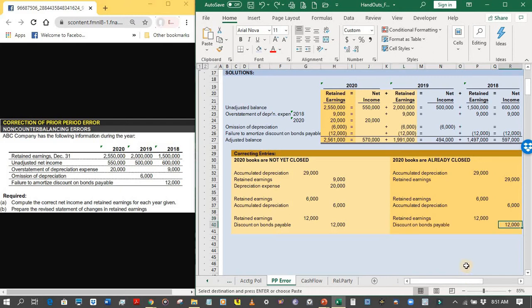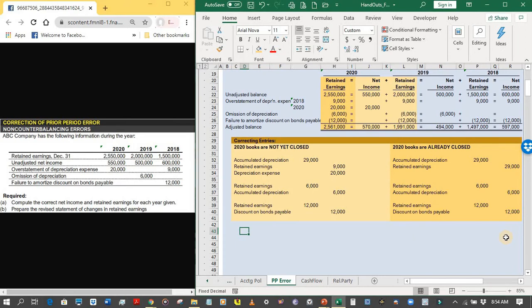So if you are going to compare the correcting entries in both assumptions, the only difference is the correcting entry that has a nominal account, and that is the 20,000 pesos. Because again, if the books are already closed, we can no longer use nominal accounts. It will be replaced with retained earnings. But for the correcting entries in this part that are real accounts, the same correcting entries are prepared assuming the 2020 books are already closed.